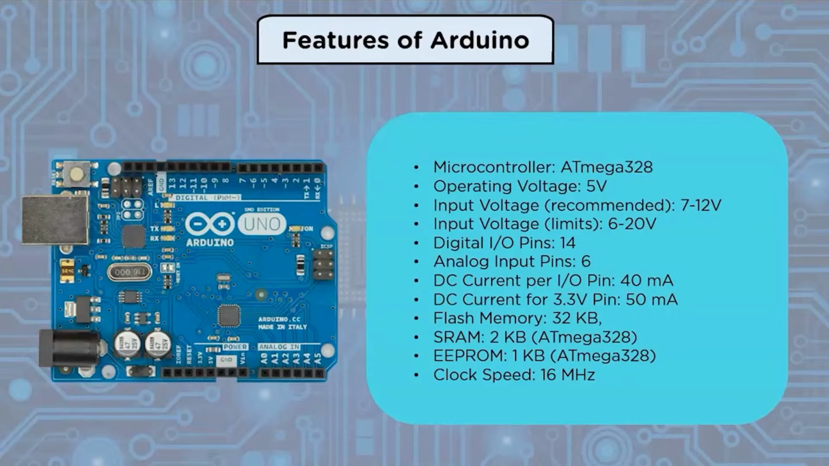We have digital input-output pins, that is, we have 14 pins, and we have 6 analog input pins. We have DC current per input-output pin of 40 milliamperes, and DC current for the 3.3 volt pin is 50 milliamperes. We have flash memory of 32 kilobytes, SRAM of 2 KB and EEPROM of 1 KB, and we have a clock speed of 16 MHz.